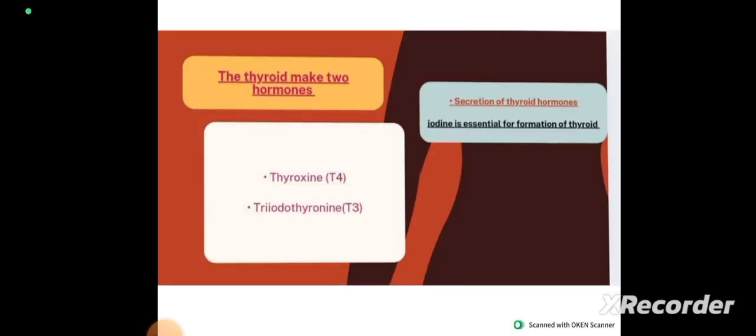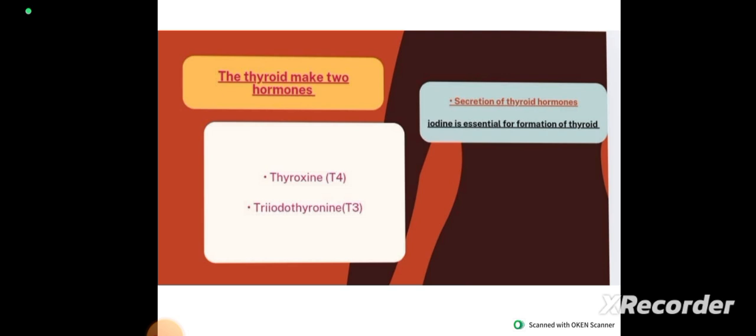Next, we have what kind of hormones thyroid makes. So, thyroid makes two types of hormones, that is thyroxine and triiodothyronine. Thyroxine is called T4 in short, and triiodothyronine is called T3 in short. Here, in the secretion of thyroid hormone, iodine is essential for formation because in T4 there are 4 molecules of iodine and in T3 there are 3 molecules of iodine.